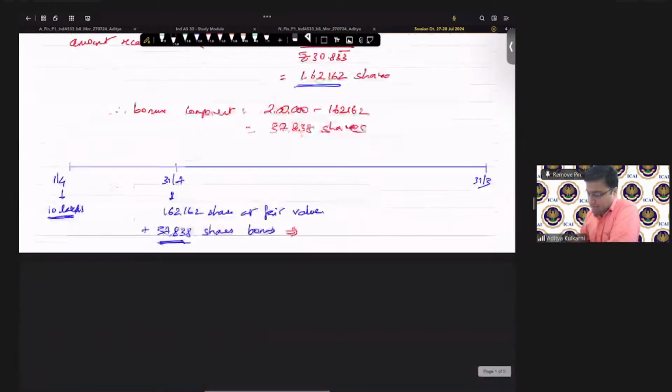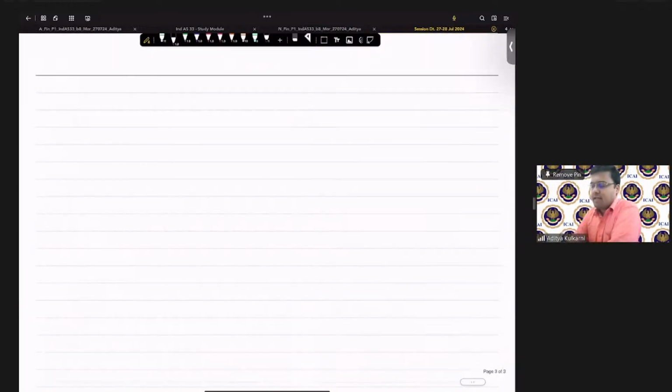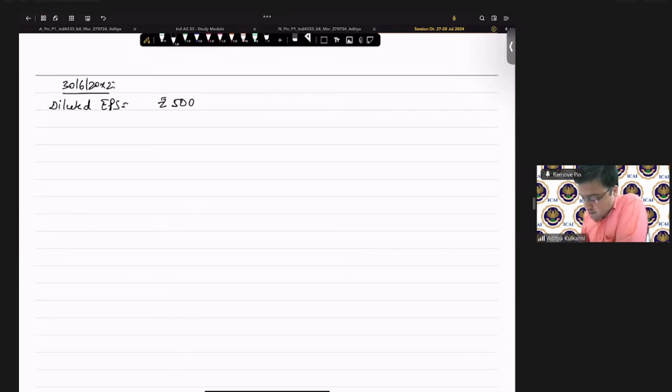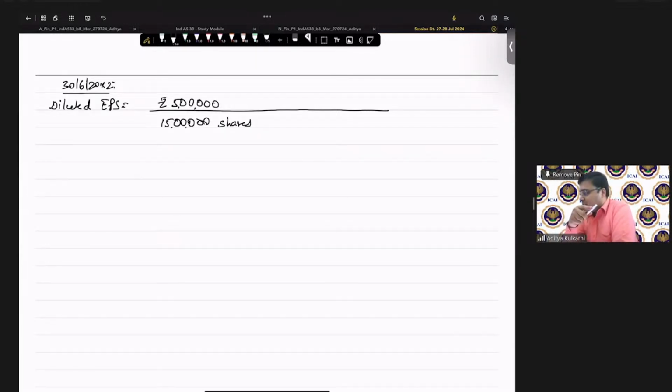So in all diluted EPS calculation, your basic EPS is the starting point. Diluted EPS is equal to, this is the first year, 30th June 20x2, 5 lakhs divided by 15 lakh shares. 5 lakhs divided by 15 lakh shares plus.